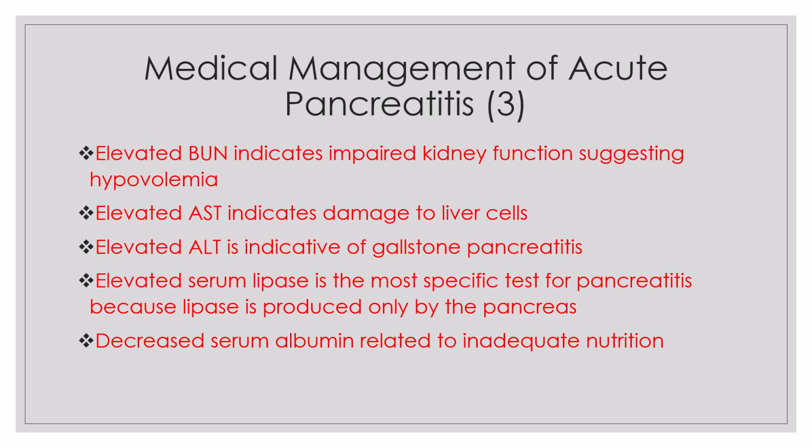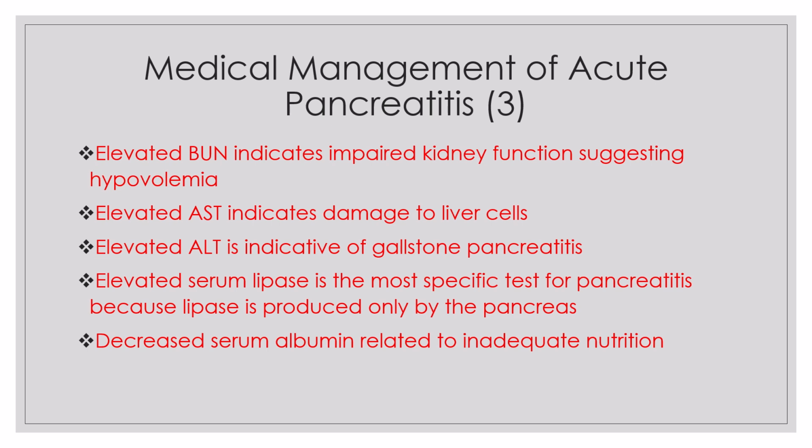So, ladies and gentlemen, please listen up, and then listen up one more time. An elevated BUN will indicate impaired kidney functioning, suggesting hypovolemia. Now just remember that hypovolemia is just a fancy name for dehydration. So when you see that BUN going up, when you see that creatinine level going up, then you will know that your patient is dehydrated. They are hypovolemic. Elevated AST will indicate damage to the liver cells, and elevated ALT is indicative of gallstone pancreatitis.